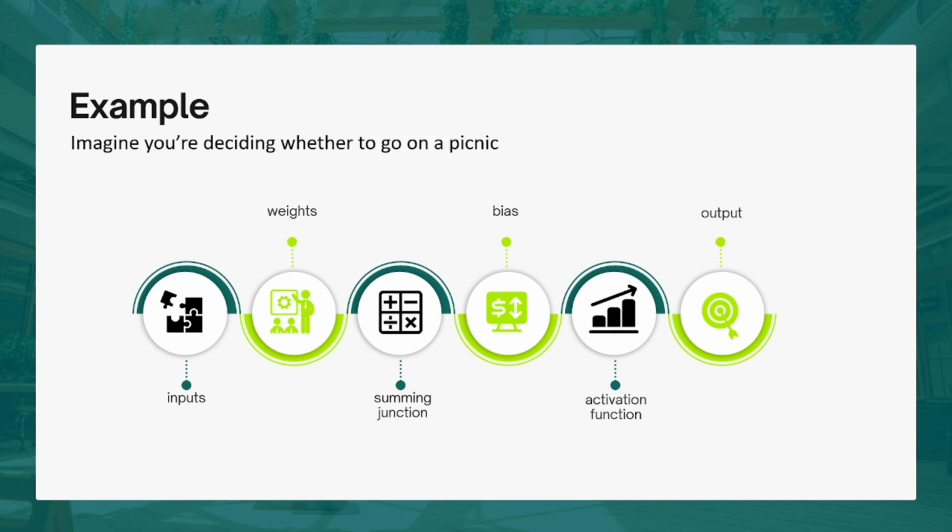The summing junction combines these factors into one score. The bias could be something like, even if the weather isn't perfect, I might still go. The activation function sets the rule, like, if the score is above a certain level, I'll decide to go. The output is your final decision, picnic or no picnic.